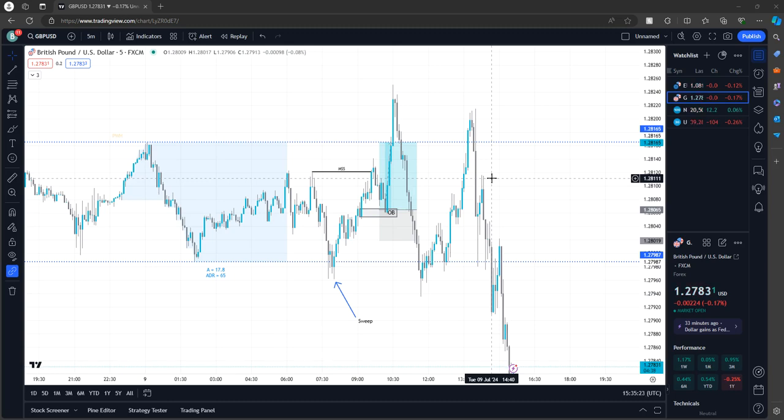Yes guys, it's Bucks Forex here, and today I'm going to be breaking down a Judah swing trade on the GBP USD currency pair. Let's get straight in.